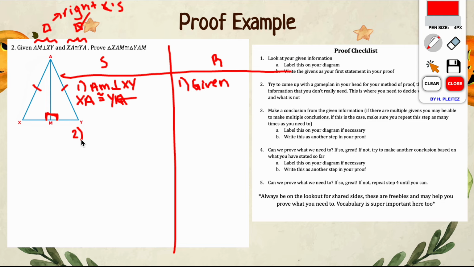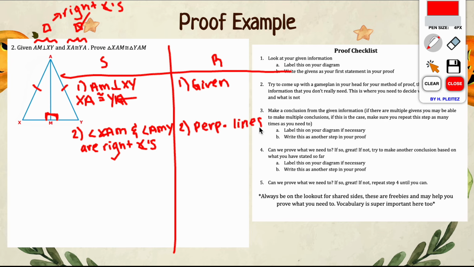You need to state the right angles. So we have angle XAM and angle AMY are right angles. And our reasons are going to be those definitions, right? How did we know they were right angles? Well, perpendicular lines form right angles. And that's the definition, right? That's a definition of perpendicular lines.